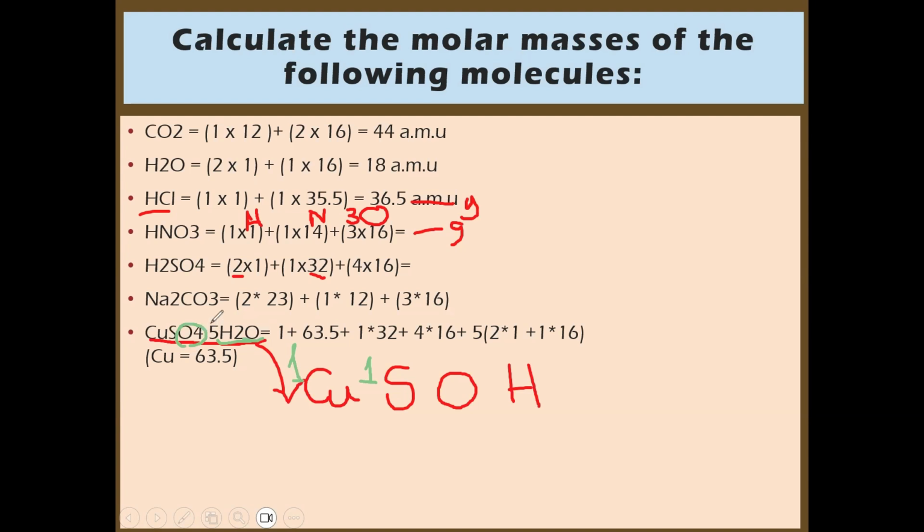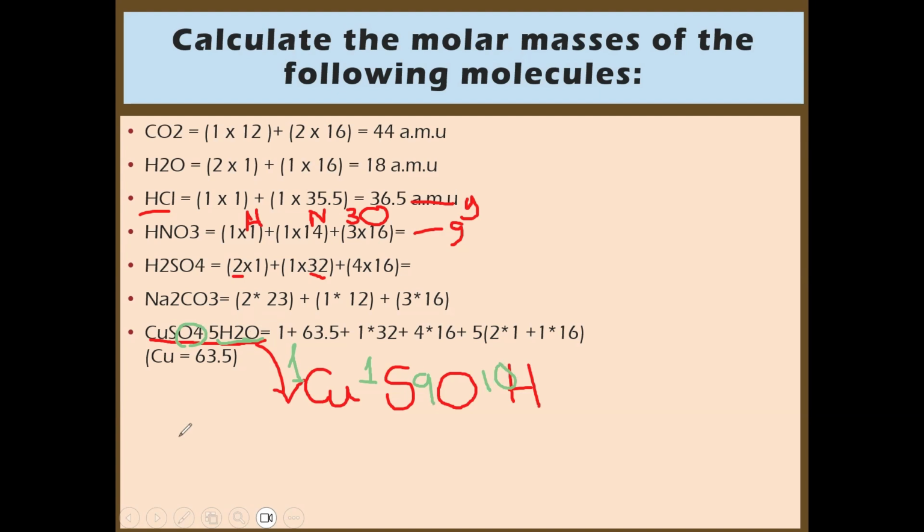As you remember, when the number is outside the molecule, this number is multiplied by all the atoms of the molecule. So we have 5 oxygens from the H2O here and 4 oxygens, so at the end 9 oxygens. And how many H's? 5 times 2, H2, so it will be 10 hydrogens.